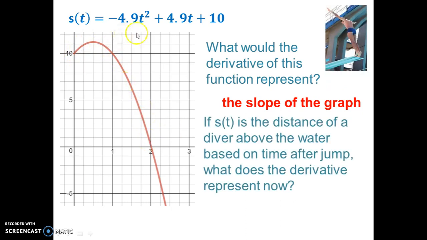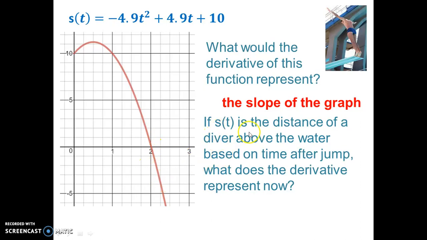Just so you know, this function actually represents this. S of t is the distance of a diver above the water based on the time after the jump. So S is the distance above the water. Here would be a water level of 0. Here's the diver starting here. The diver goes higher above the water, then falls and hits the water surface. This here represents not a horizontal distance, but the time that is passing. So for example, after 1 second, they are here, and about 2 seconds later or so, they hit the water surface and then go under the water.